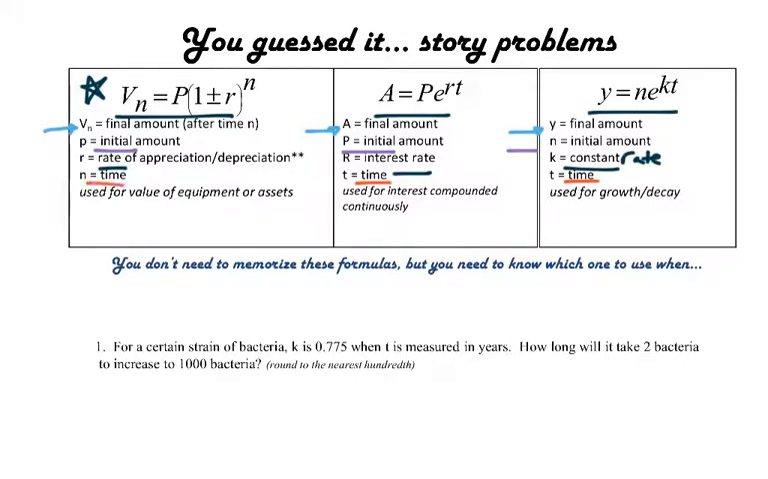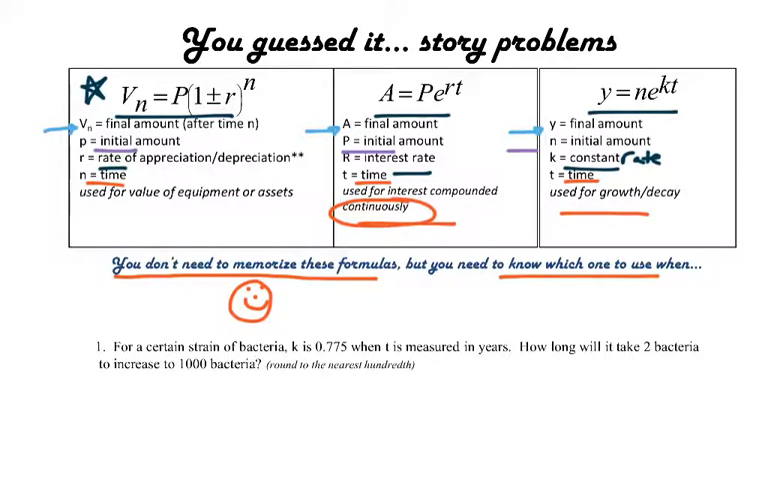So you don't have to memorize the formulas, right? Yay, you don't have to memorize them. You'll just need to know which one to use when. So this one is going to be used for growth and decay, for continuously compounded interest, and then anything that's appreciating or depreciating. So we just have three little problems here, kind of one of each.